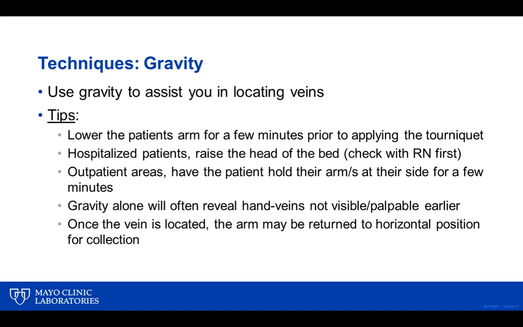You could take a look at your hand veins as they present now, and then lower your arm and have your hand dangle down and hold it like that for a few minutes, and raise your hand back up, and you'll be quite surprised, if you haven't used this technique, at how much gravity can help us in moving blood into the vessels. Oftentimes, gravity alone is all you'll need. You won't need heat or anything else. And then once you've located the vein, you can apply the tourniquet, and you can turn the arm to the normal horizontal position and prepare yourself for the collection.